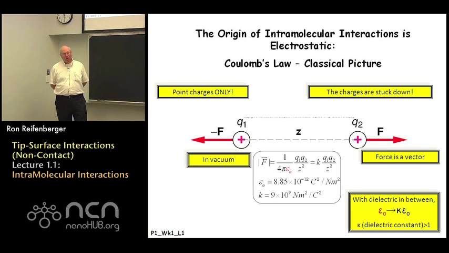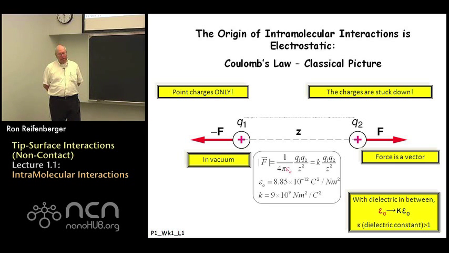Let me say up front that all of these interactions that we're going to talk about in week 1 are electrostatic in nature. They all can be traced back to application of Coulomb's law. This is presumably familiar to all of you from your introductory course in physics. Coulomb's law just says that if you have 2 point charges, Q1 and Q2, separated by a distance z, then there's an electrostatic force between the 2 charges. That electrostatic force varies as 1 over the distance squared, 1 over z squared, times the product of Q1 and Q2.